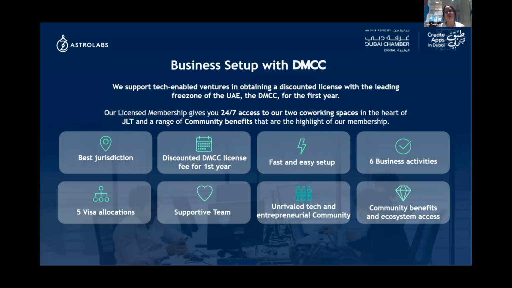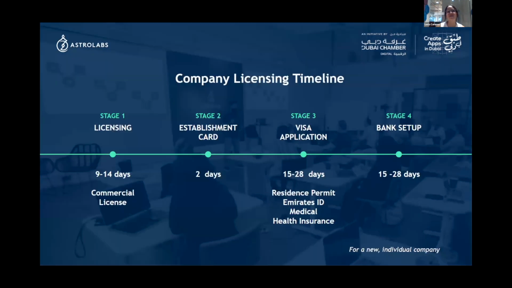Our package as well, our licensing support provides 5 visa allocations, as well as the support from our team. So we have a team of over 100 people that is supporting your business in different ways. It might be with introductions, it might be with organizing events, it might be with actually putting you in contact with a PRO to help you with your visa. So that is our area of expertise, one of our areas of expertise.